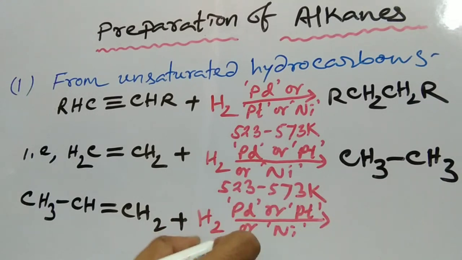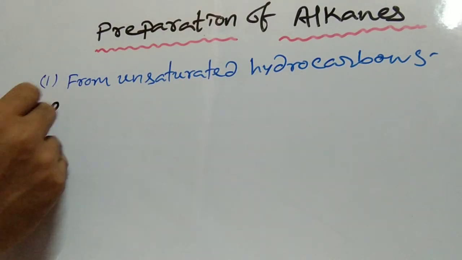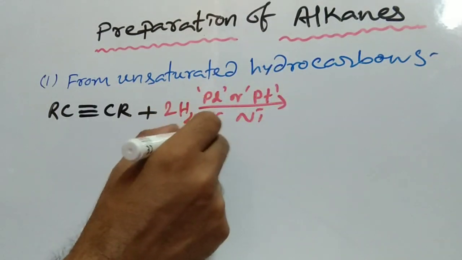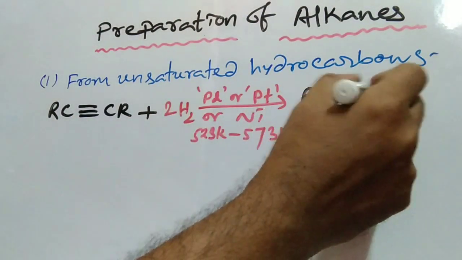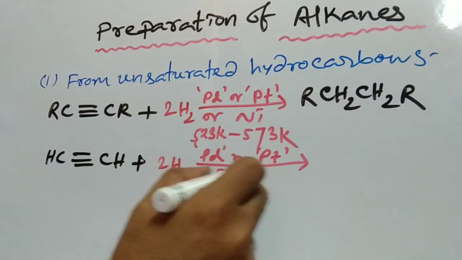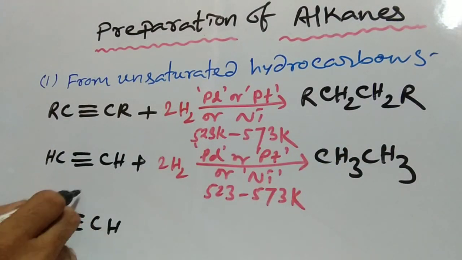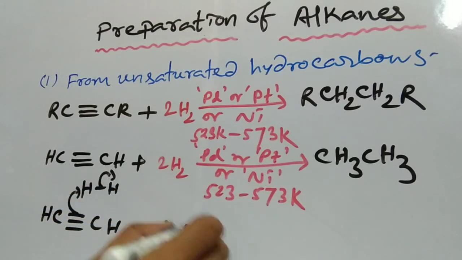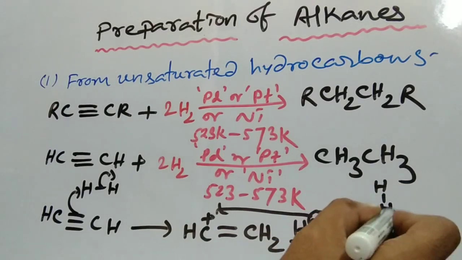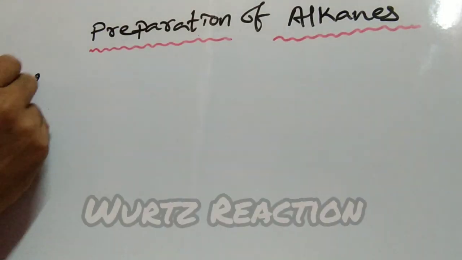However, higher temperature and pressure are required with nickel catalysts. The hydrogenation reaction of unsaturated hydrocarbons using nickel at a temperature of 523 to 573 Kelvin is commonly known as Sabatier and Senderens' reaction or reduction. Methane cannot be prepared by this method because the starting alkene or alkyne must contain at least two carbon atoms.